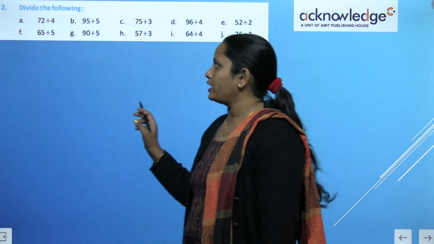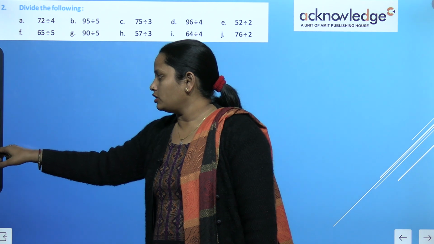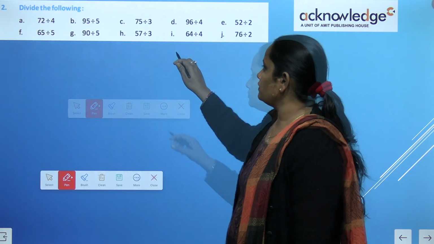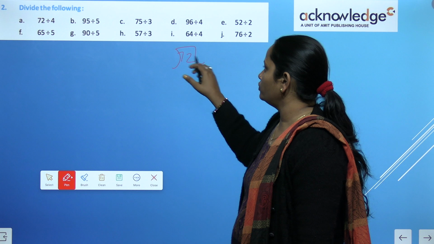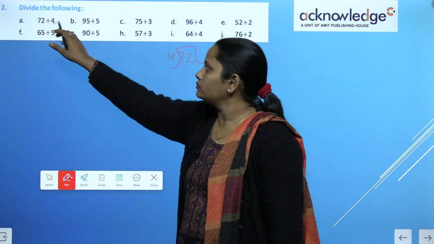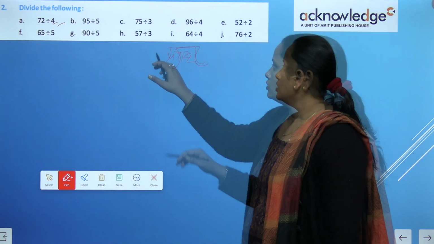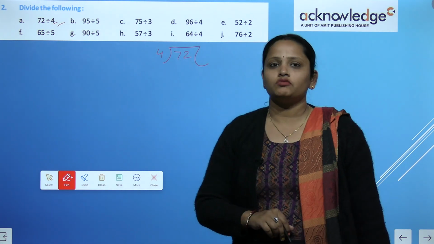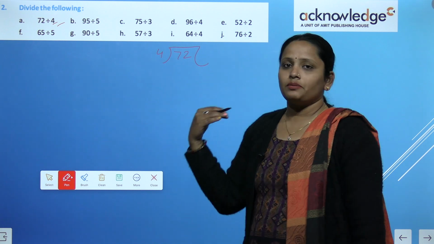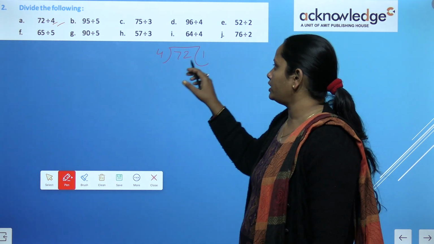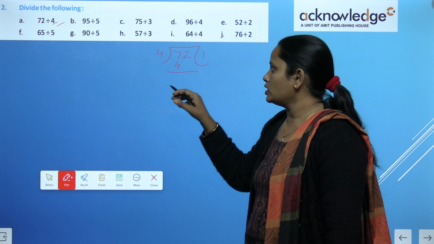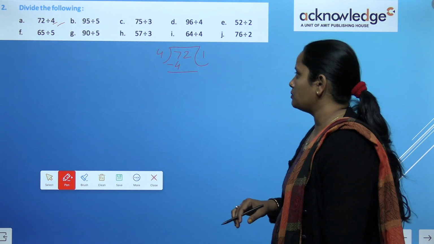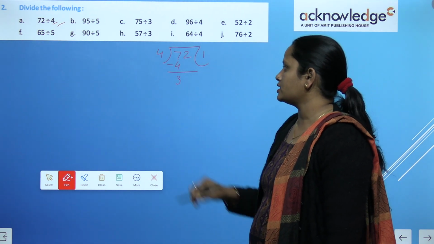Next question is divide the following. Here we have to divide the given numbers. 72 divided by 4 is the first question here. Let's divide it. Does 7 come in the table of 4? No, because 4 times 2 is 8. So what smaller number than 7 comes? 1 times 4. So let's subtract both of these. From 7 we cut 4, we get 3 as answer.